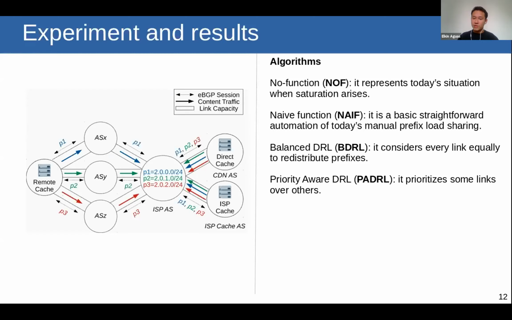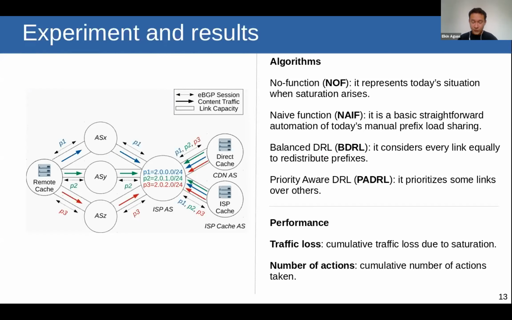So finally, the priority-aware deep reinforcement learning algorithm. It's going to check saturation on links, and it's going to prioritize some links in order to move prefixes first. You'll see that also in the results. So regarding the performance, we consider the cumulative traffic loss due to saturation and the cumulative number of actions taken per day on average in order to compare the different algorithms.